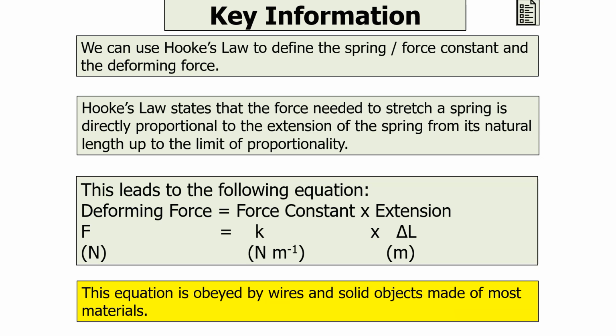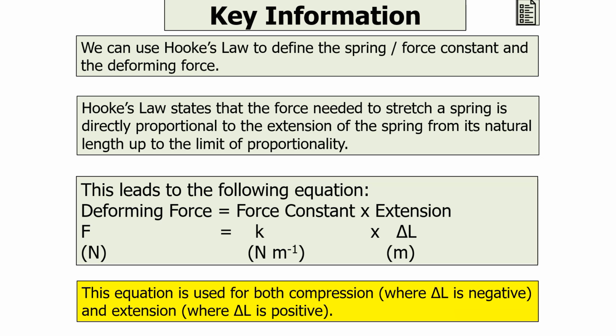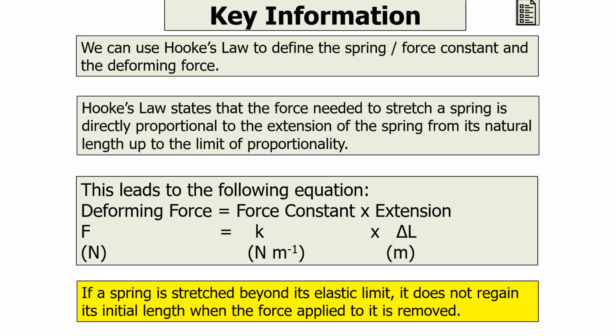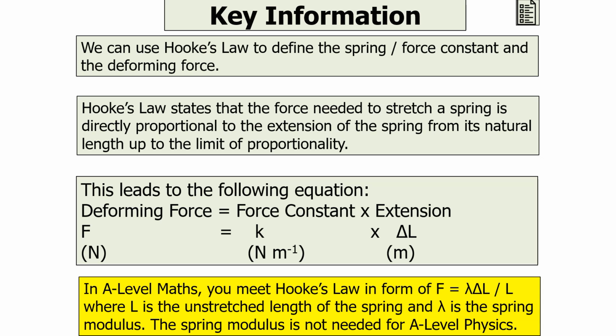So this equation is obeyed by wires and solid objects made of most materials. This equation is used for both compression, where delta L is negative, and extension, where delta L is positive. Now remember, the greater the value of K, the stiffer the spring. And if a spring is stretched beyond its elastic limit, it doesn't regain its initial length when the force applied to it is removed. Remember, in A-level maths, you meet Hooke's law in the form of F equals lambda delta L over L, where L is the unstretched length of the spring and lambda is the spring modulus.